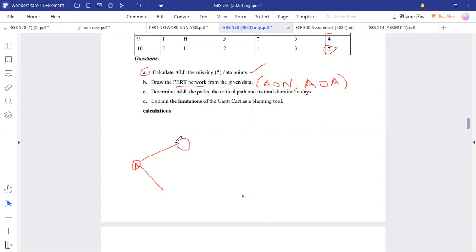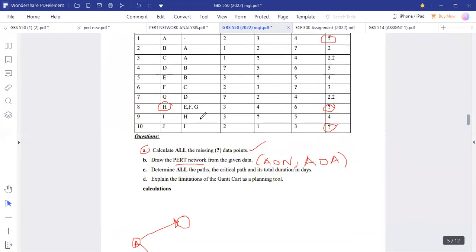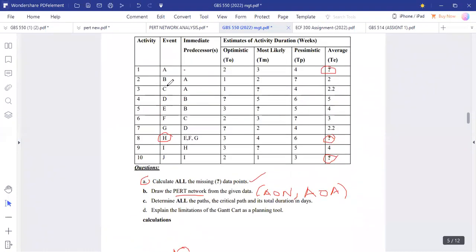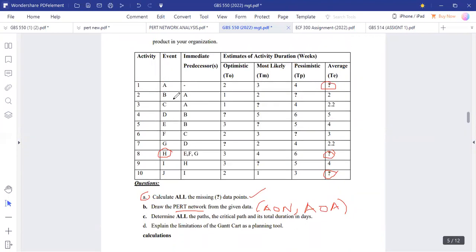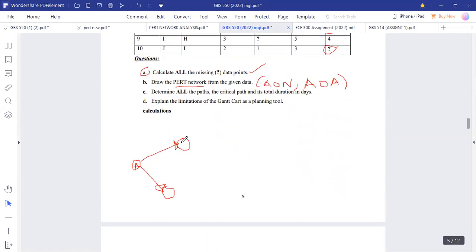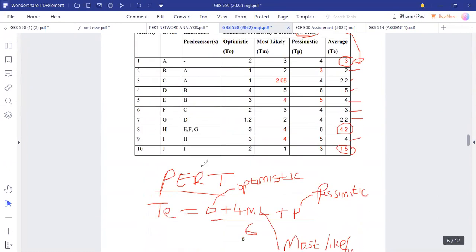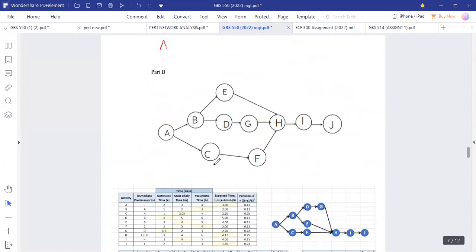The activities that take place after activity A: after A, we have B and there is a C. So after A has completed, activity B should follow. So we have activity B here and C. These take place when A has completed. You can see B and activity C there.